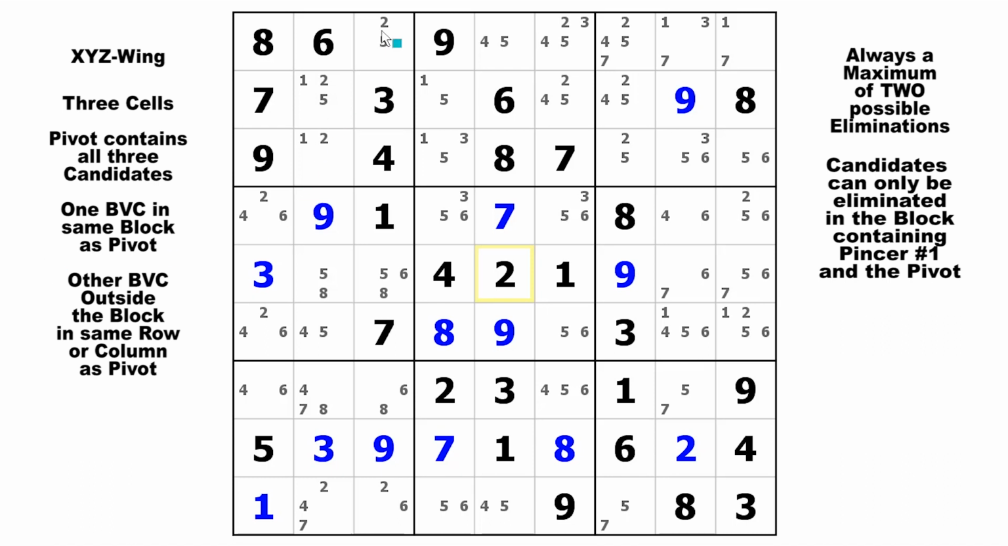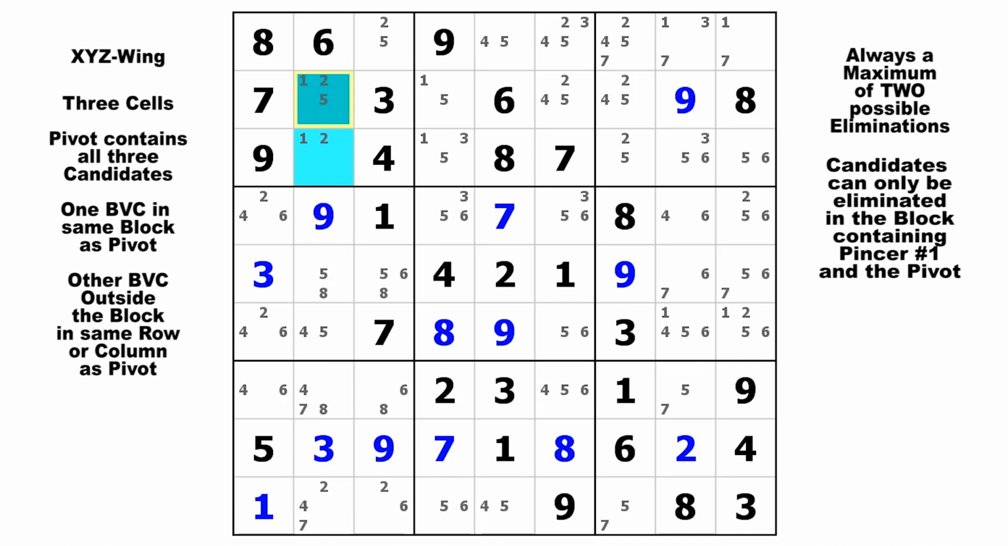We have 2 by-value cells, and we've got a cell with 3 candidates, and the cell with 3 candidates contains the candidates in the 2 by-value cells. So that looks pretty good. So let's start with this as maybe pincer number 1 and this as our pivot. Now, because pincer number 1 and the pivot cell are in the same column, pincer number 2 cannot be in that column because that would be a naked triple.